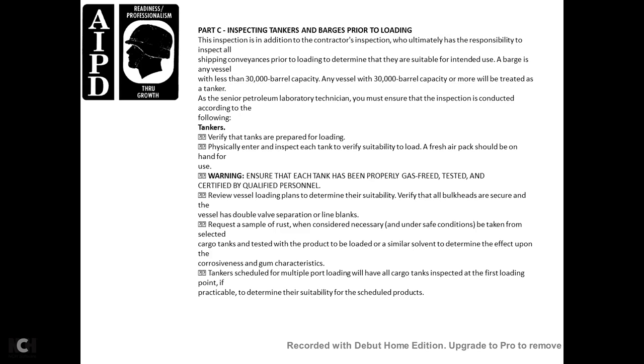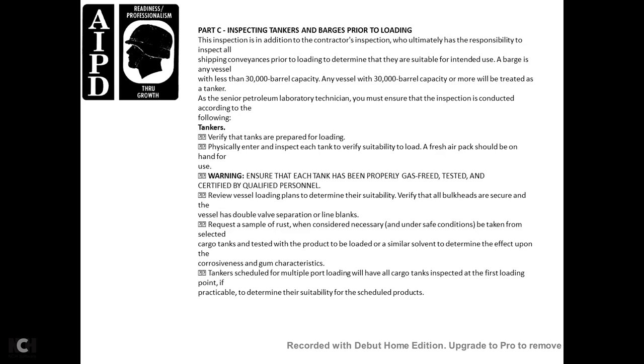Part C, inspection of tanker and barge at the pre-loading inspection. In addition to the contractor's inspection, ultimately responsible for the inspection of all the shipping conveyances prior to loading to determine that it is suitable for the intended use. A barge is any vessel with less than 30,000 barrels capacity. Any vessel with 30,000 barrel capacity or more will be treated as a tanker.